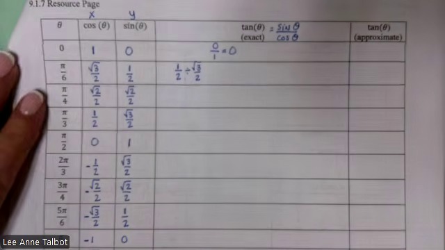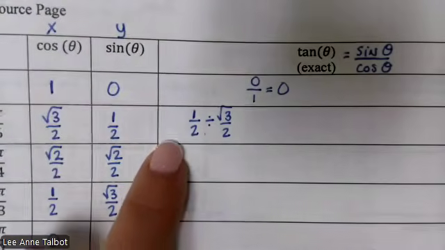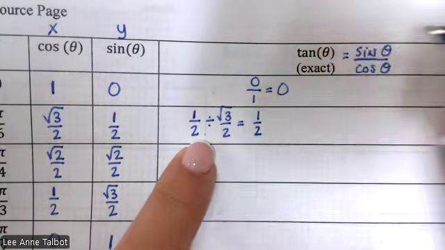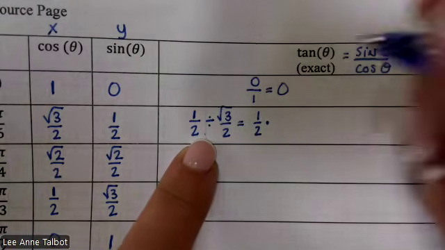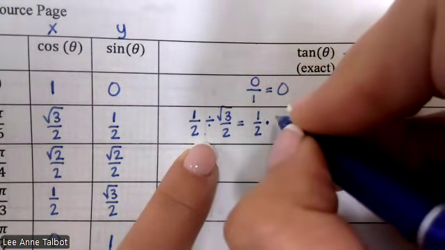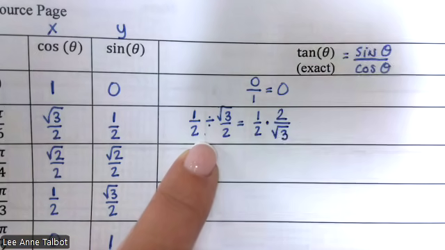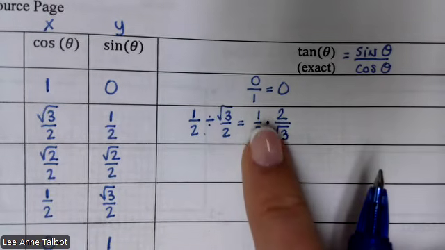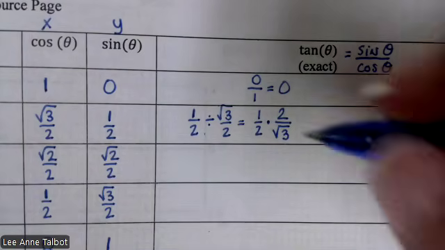Okay, does anybody remember about keep, change, flip? Okay, so when I divide fractions, I keep the first one, I change it to multiplication, and I flip the second one. So this is going to be 2 over square root 3. So keep, change to multiplication, flip. Are you with me so far? Okay, now what cancels out in this problem?